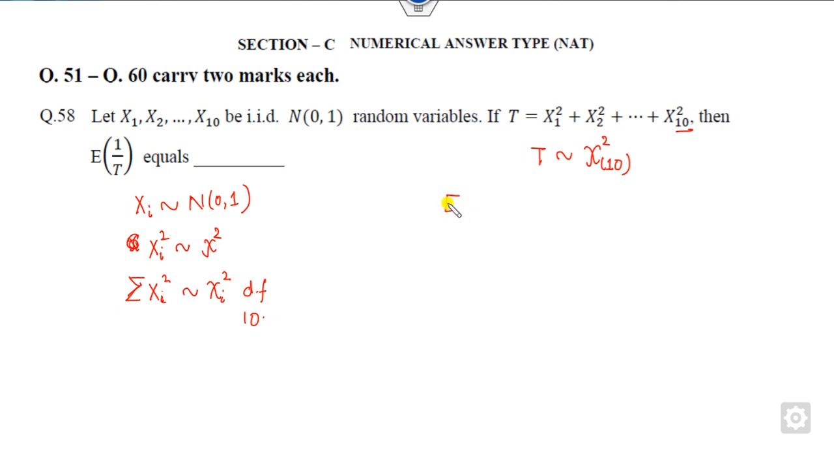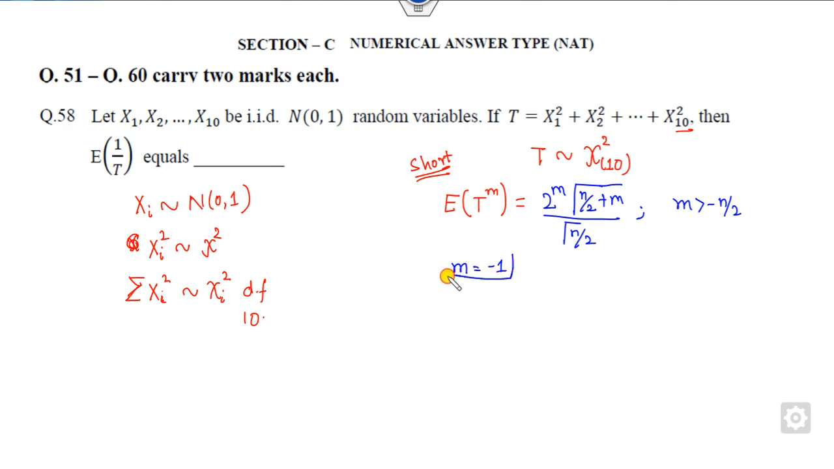Now your target is to find the expected value of this. So remember this shortcut formula for you. Whenever it's a chi-square distribution, the formula will be 2 raised to power m, times gamma function of n by 2 plus m, divided by gamma function of n by 2. Make sure, because the gamma function is always with a positive value, that m should be greater than minus n by 2. Now what is m? M is minus 1, because your target is 1 by t. What is n? The degree of freedom, which is 10.